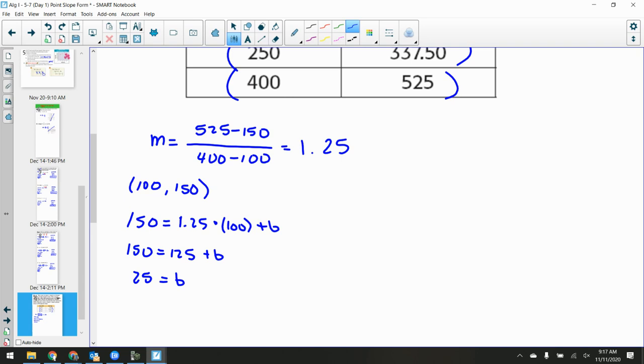So 25 is my b value. So m is 1.25, b is 25. So my equation is 1.25x plus 25. That's my equation to match this.